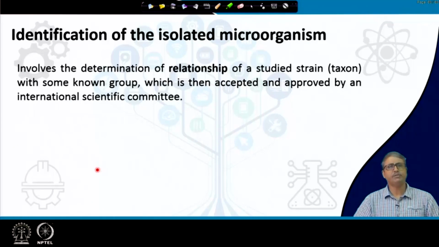During the identification process, what we do is try to determine the relationship of a studied strain, the organism that we have isolated. We want to establish a relationship between this organism and some known group. There must be some group of organisms which are already isolated, studied, published, and the information is available in the database. So, we want to establish a relationship, exactly the way we establish the nucleic acid identity.